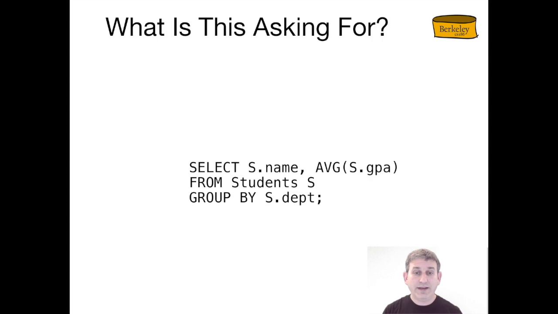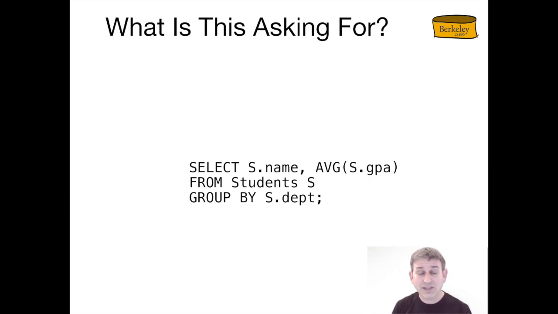Here's an example query asking for the name and the average GPA from students grouped by department. What is this query asking for? Well, let's think about it for a minute. We're going to group things by department. And then for each department, we're going to say, what's the student name in that department? Well, this doesn't make sense, right? There may be many student names in that department. There probably are. Now, the average of s.gpa makes sense. But the select s.name doesn't make sense because there isn't a distinct name in a given department.